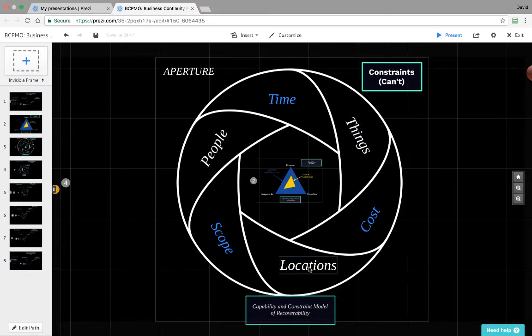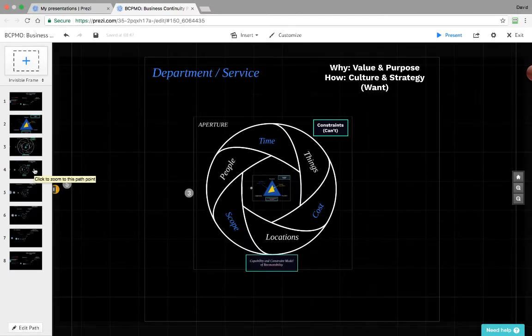When we're preparing for a disaster, we can set and think about the time that we'll have to recover, how much money we can spend in a post-disaster environment, and how many things we need to bring up, what kind of functionality needs to be there. And we can also set the constraints for losses. Now this is the capability and constraint model of recoverability. It basically says that we have capabilities, but those capabilities work within an aperture of constraints. And so those are the things that we can't do. All of this happens within a department or service.